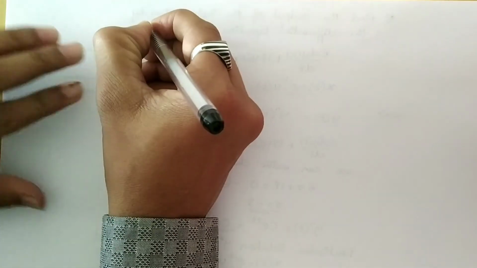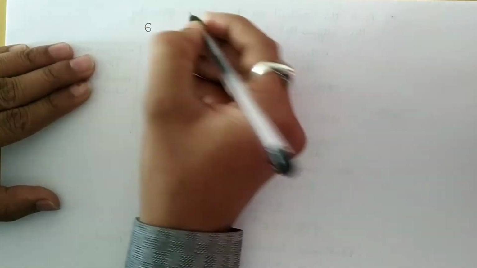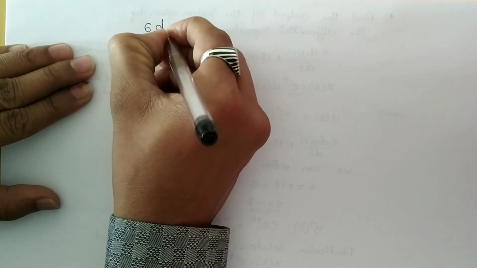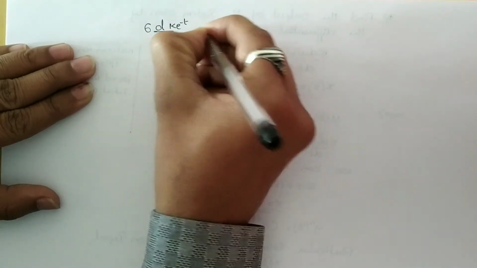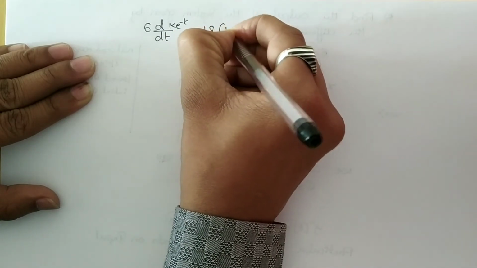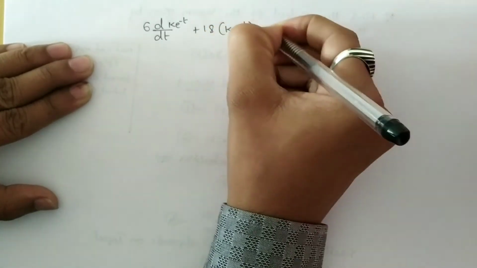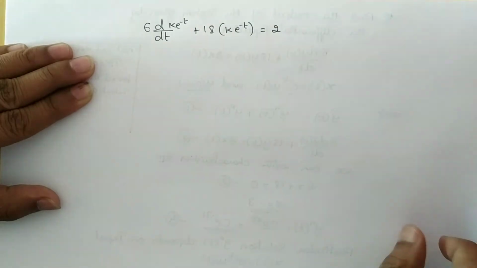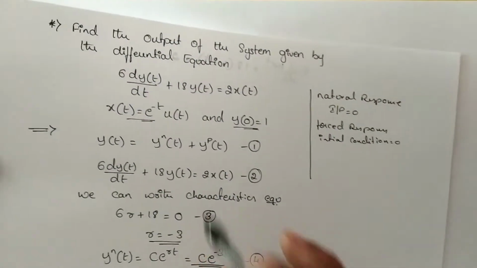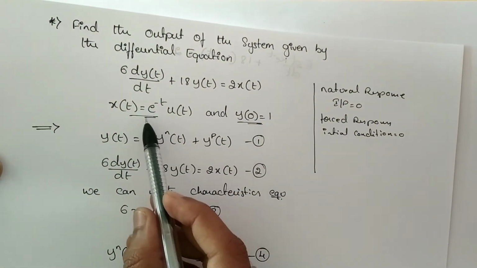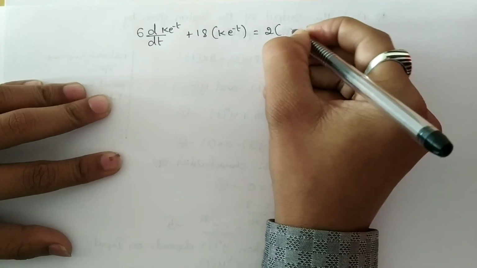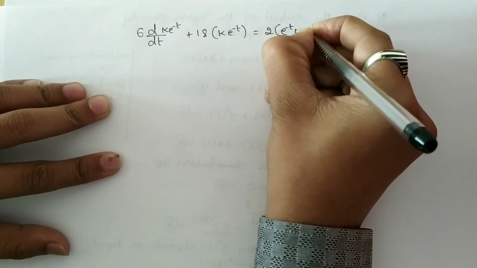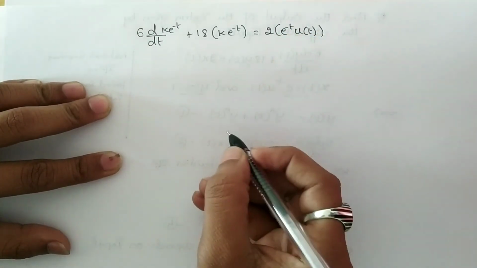We'll be getting 6 times d by dt of k times e power minus t plus 18 into y of t replaced by k times e power minus t, which is equal to 2 times x of t, right? Input here is 2 times x of t, and x of t is e power minus t into u of t.